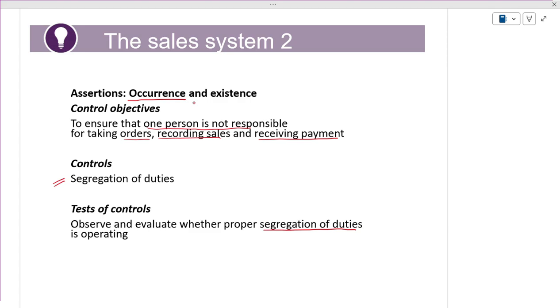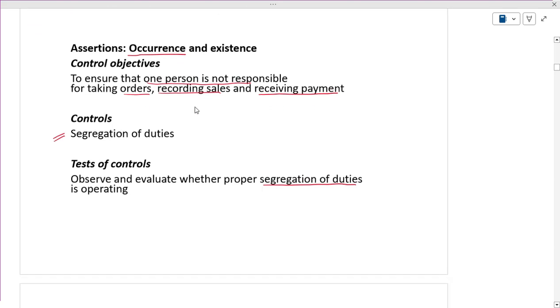It's not difficult. I'm telling you, it's not difficult. You only should understand and make things very, very specific. Observe and evaluate whether there is proper segregation. What is the objective? One person should not do all the activities. What are the controls? Segregation of duties. And what are the tests of controls? You have to observe and evaluate. Fine. This is the first one.